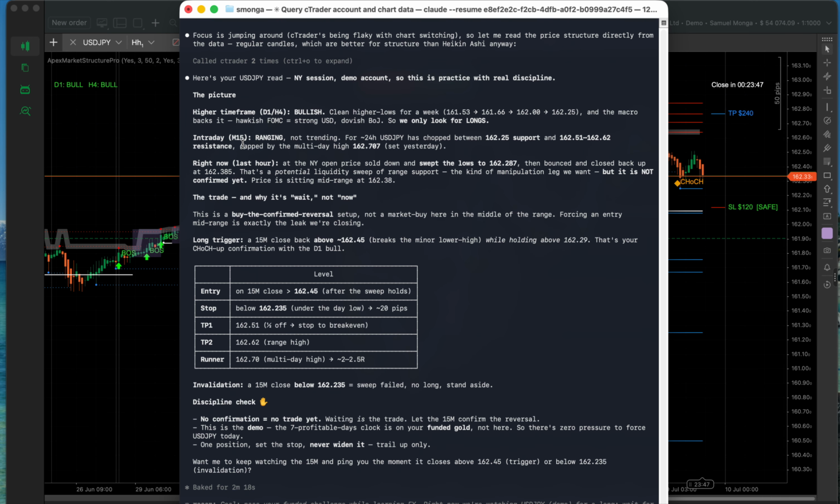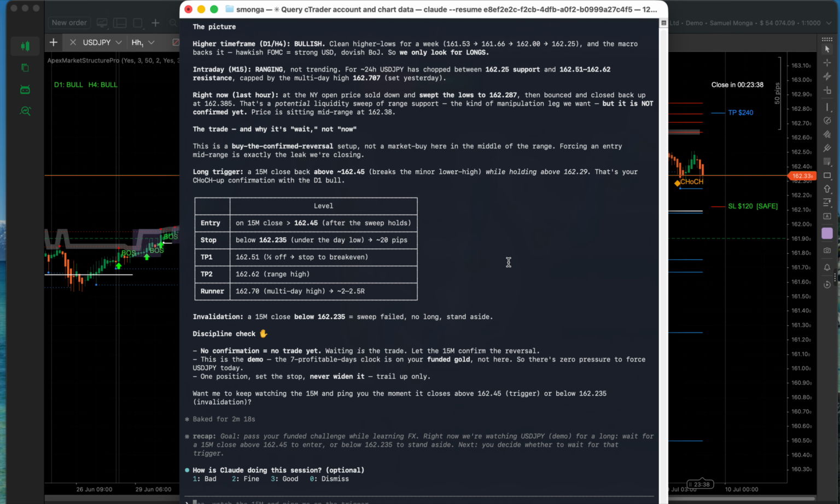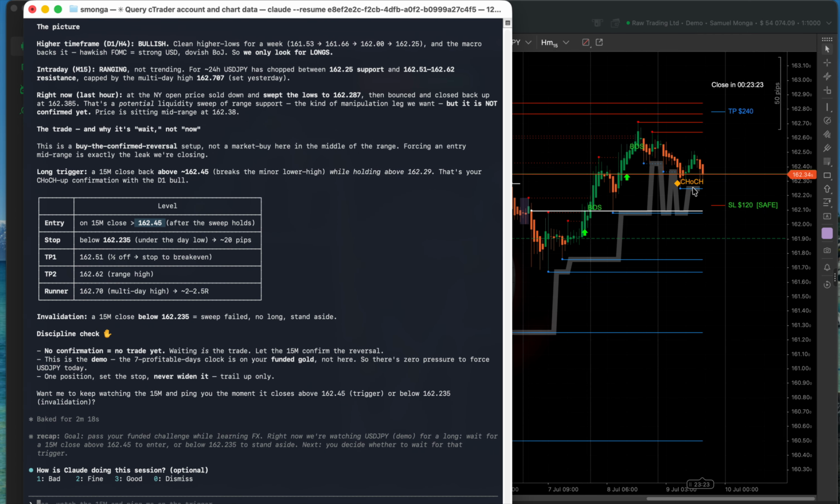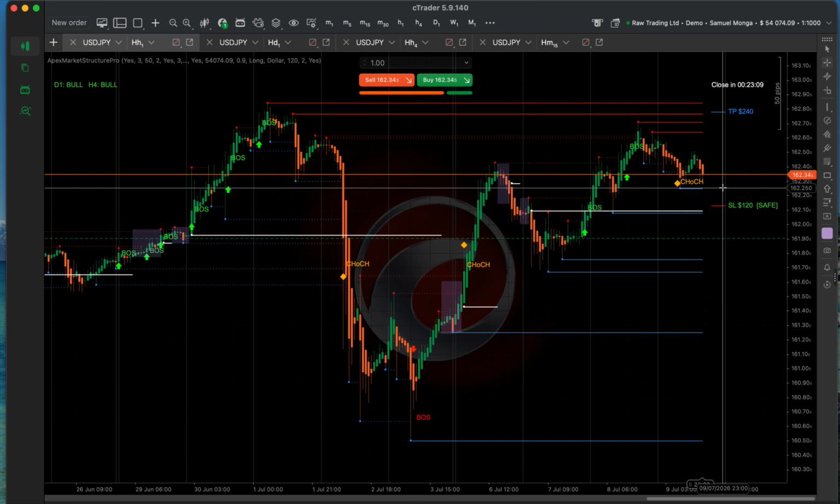So here it is telling you that the intraday on 15 minutes is ranging, not trading. He explained why, and he said entry on 15 minutes close. He gave exactly the price after the sweep holds. As you can see, what he says about the sweep holds is exactly this sweep here. He knows exactly that this price is coming to take this liquidity line before going up. If we measure it, you will see it's exactly the price he's talking about.